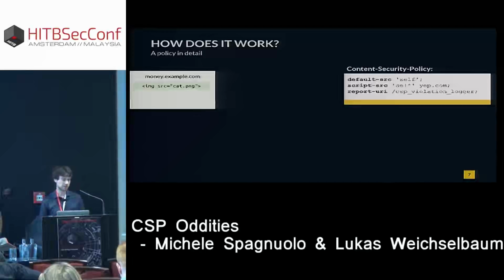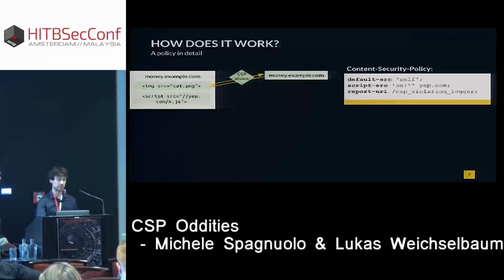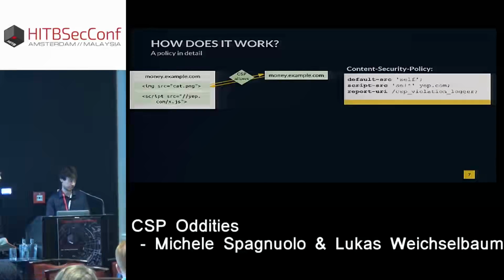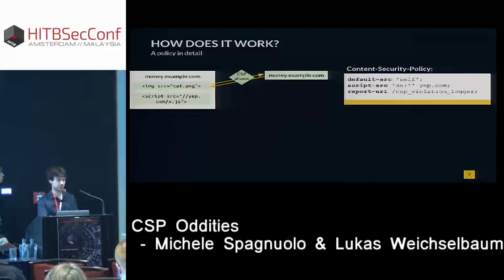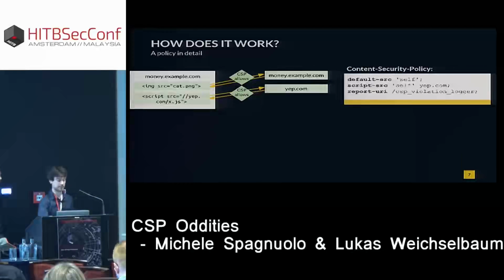So here, for example, on money.example.com, you want to load an image of a cat, and you do img-src cat.png. That is allowed because img-src is not there, so it falls back to default-src, and 'self' is allowed, so it's the same origin. CSP checks it and says, yes, it's the same origin, let's allow it. Then you also try to source a script from yep.com, which is explicitly allowed for scripts in the second directive, script-src yep.com. It checks it and says, yes, this is allowed, and it's executed.